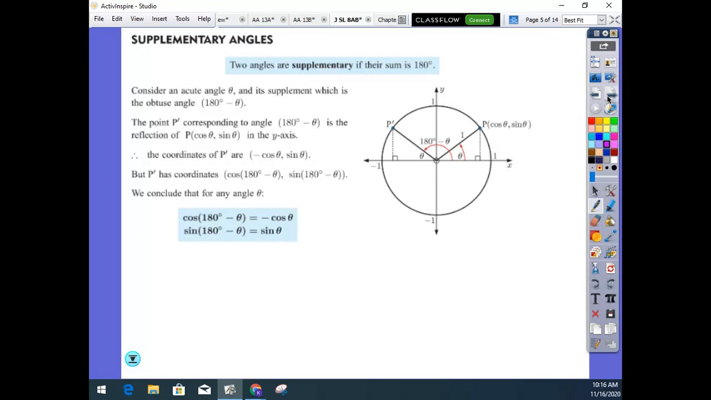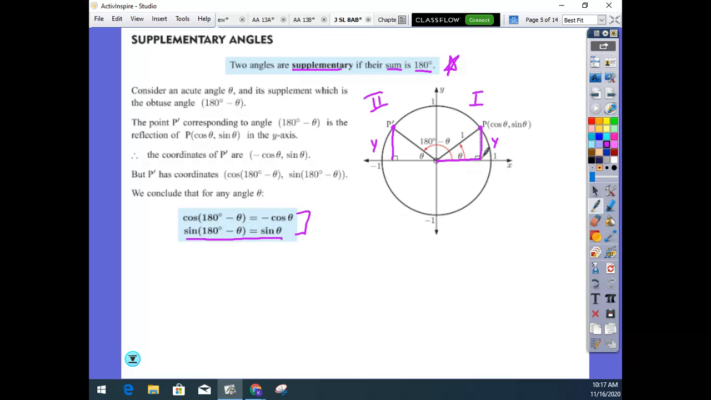This is one I don't use very much. First of all, you do need to know, in general, supplementary just means they add up to 180. So go ahead and jot this down. We'll use it here and there. Probably the one thing I'm going to show you is notice that sine would have the same value because the y value is the same here and here. It's going to be the same whether you're in the first quadrant or the second quadrant. That's really all this is saying.